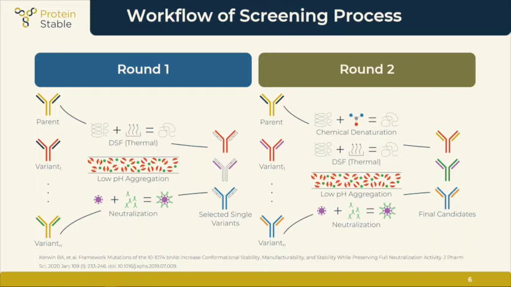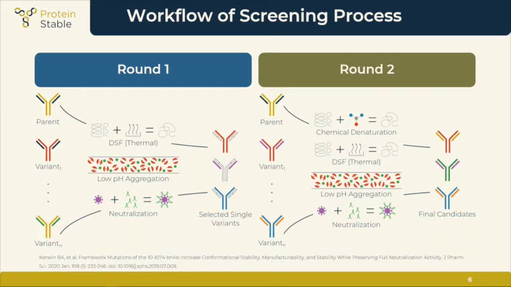Then in the second round of screening, they generated a new list of constructs where they combined the different variants together so that they could further increase the stability of the antibody. And it's in this round that they introduced chemical denaturation as an orthogonal technique to assess the stability of antibodies. From that data set, they were able to then decide upon a final list of candidates to move into the last stage of screening and finally come to their decision as to what the most optimal candidate was.